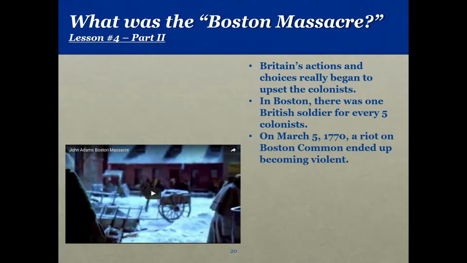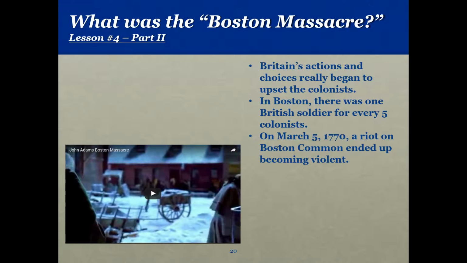So on March 5th, 1770, there was a small riot on Boston Common, and it ended up becoming quite violent. It started with colonists hurling insults at British soldiers, then they started hurling rocks and snowballs at them. These were very young British soldiers, far from home. They were green, and basically one or more of them freaked out and opened fire on the crowd. And chances are it was accidental.